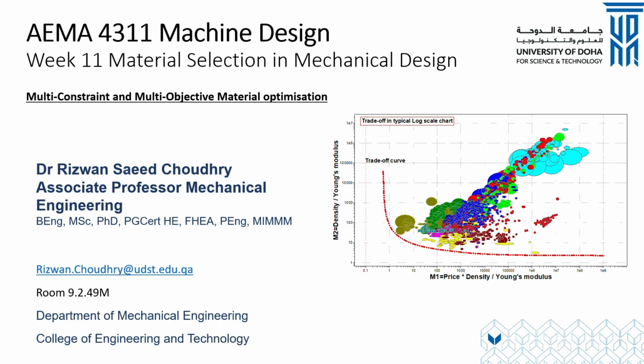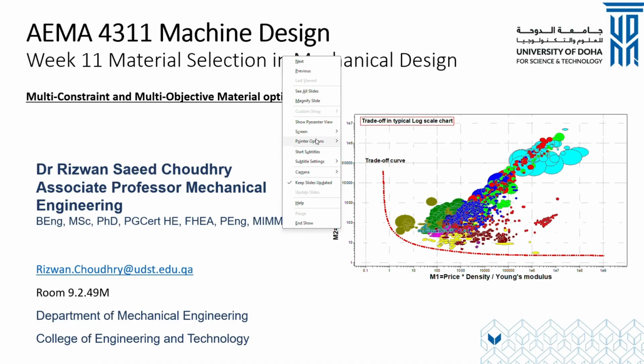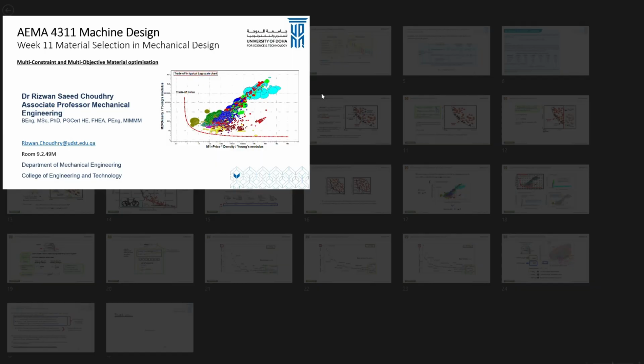So we'll continue the discussion about the material selection in mechanical design, and last week we focused on multi-constraint optimization, and that's the minimum that I will expect from you in the project. Okay. Now after that I started talking about multi-objective optimization as well, and that's also quite important. Hopefully, once you go through the case studies, these things will become even more clear.